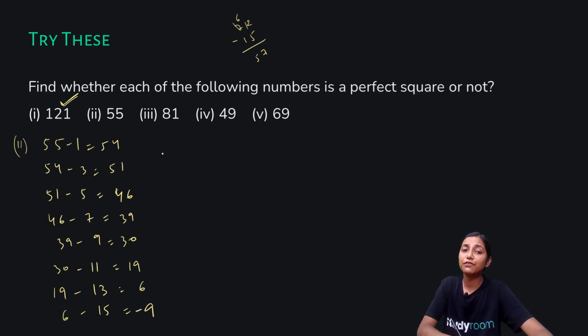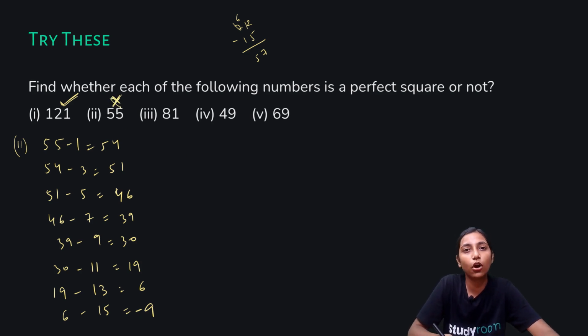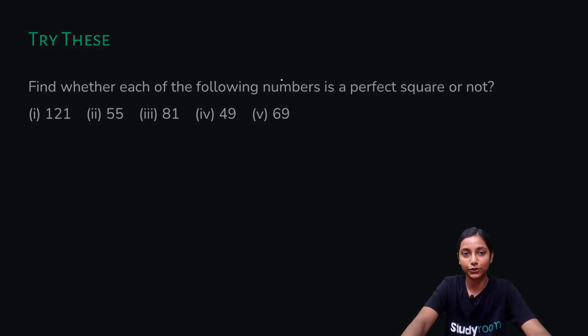So since 55 cannot be written as the sum of successive odd natural numbers, therefore 55 is not a perfect square. And we directly know this, 55 is not actually a square of any natural number. So by this method, we have found that 55 is not a perfect square. Now the other parts are 81, 49 and 69. Check these numbers using the same method. Use hints from my examples and solve these. Check whether these are perfect squares or not. This will help you in practice also, and you will easily be able to solve the exercise questions.